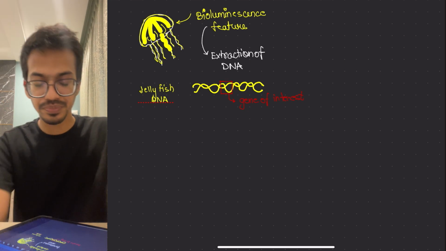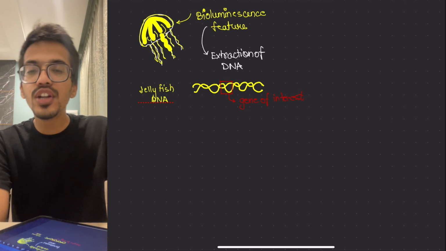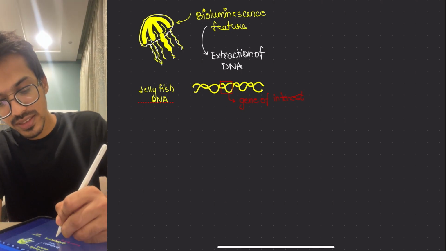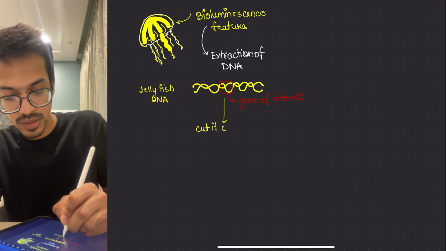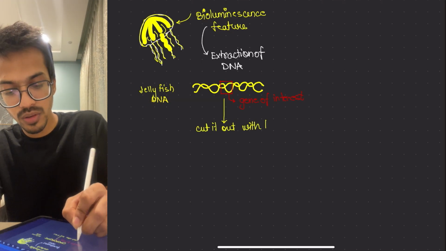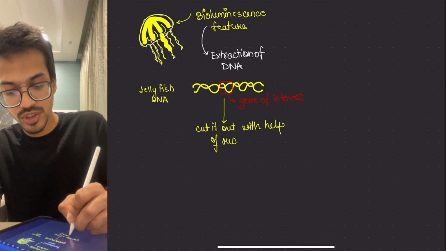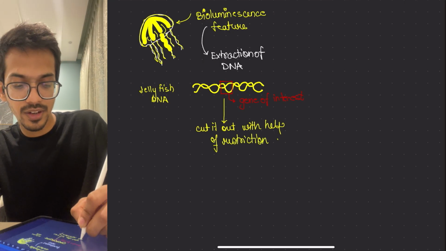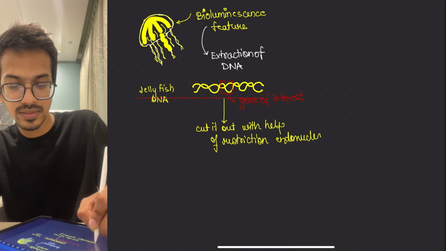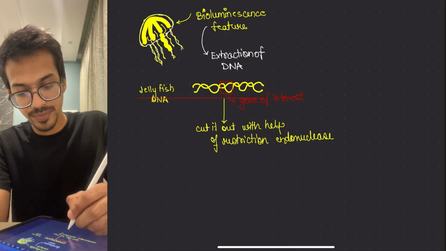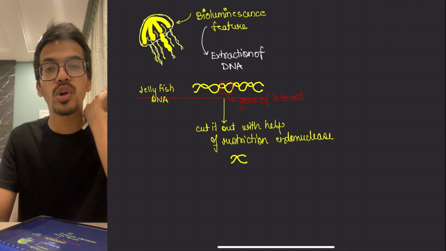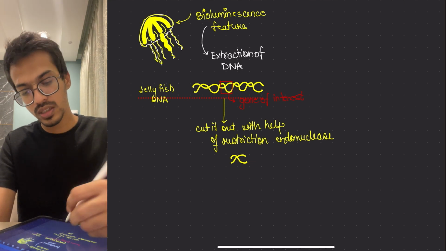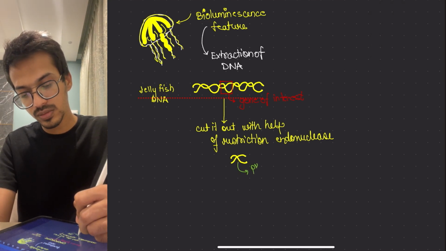So what I did, I used an enzyme, restriction endonuclease. I cut it out with the help of restriction endonucleases. So now in my hand, what is there? This gene is there. It has the property of bioluminescence.